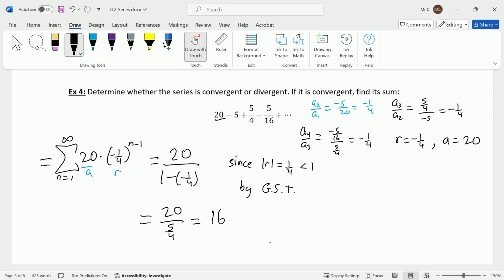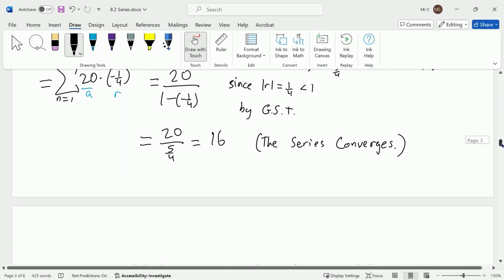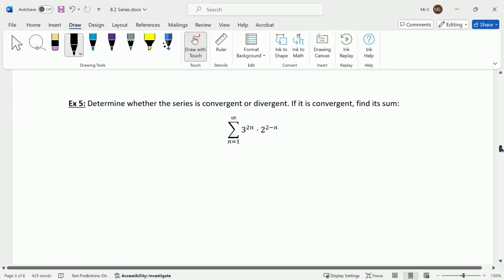Now, you do need to get in the habit of specifying whether the series converges, even though it's clear that since we got a value, it converges. You're generally going to be asked to specify, does the series converge or not? So I just want you to get in the habit of actually writing that every time. Okay, so that's it for that example. Let's move on to another one.